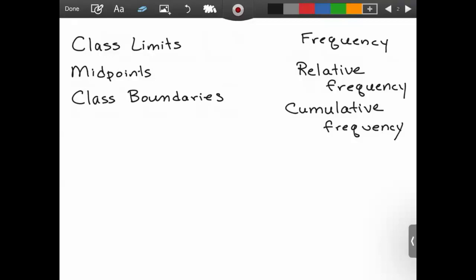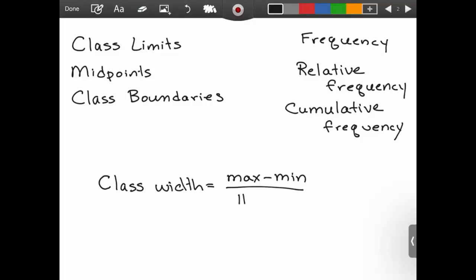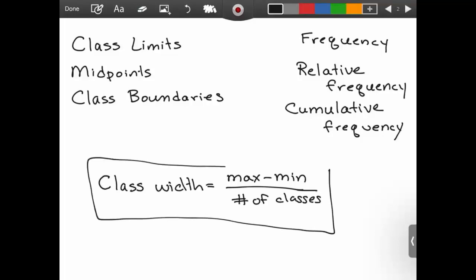All right, to get going, we're first going to need to calculate what's called the class width. The formula for class width is just the maximum number in your sample minus the minimum number in your sample, divided by the number of groups you want, the number of classes. Okay, so let's go back to the data set in this homework example and use this formula to figure out what the class width is.